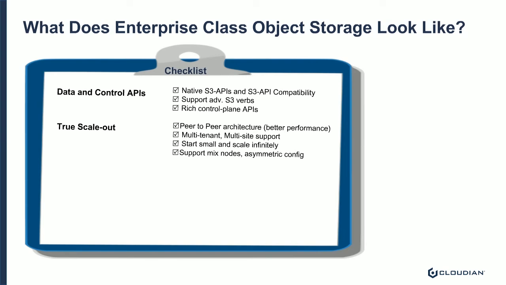The second thing is the underlying architecture. When we talk about underlying architecture, is it truly a scale-out architecture? And when I say scale-out, it has to be a peer-to-peer kind of an architecture where data is not 4 hops, 5 hops away. If you had 100 nodes, it cannot be 20 nodes or hops away, because that is not how scale-out systems should be working. Right? It impacts performance. It has to be multi-tenant, multi-site. It has to be able to support smaller deployments and scale non-disruptively.